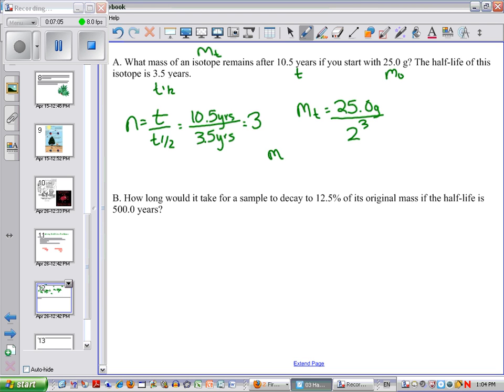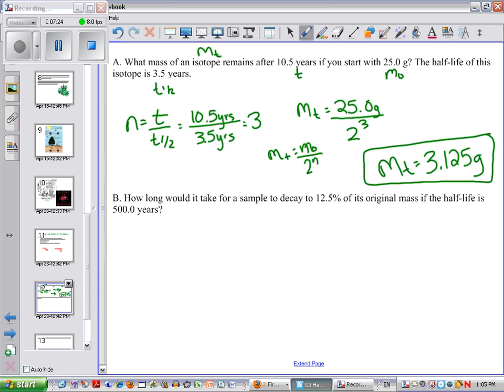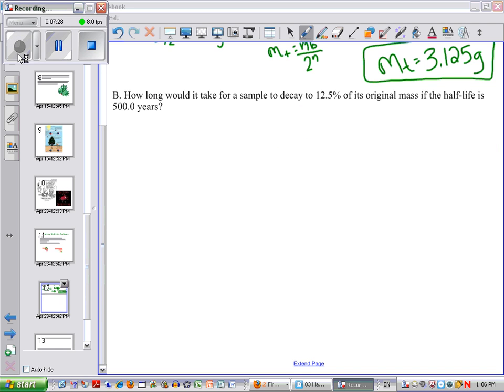Let me write that formula that I used just so you have it in your notes. M sub O over 2 to the N. And then I just plugged M sub O in and N in. So that's basically 25 divided by 8. So the amount that would remain is 3.125 grams. The only thing that's tricky is you got 2 formulas. You just got to know which one to use first in that problem. Let's do another practice problem.